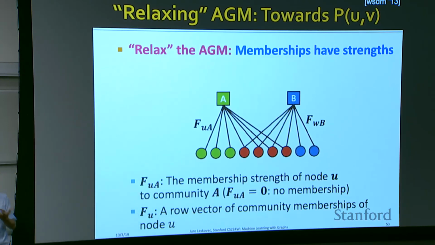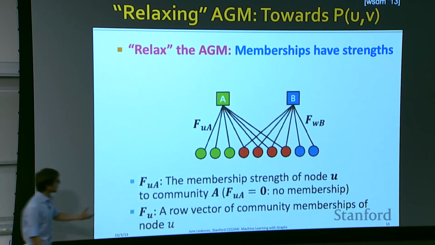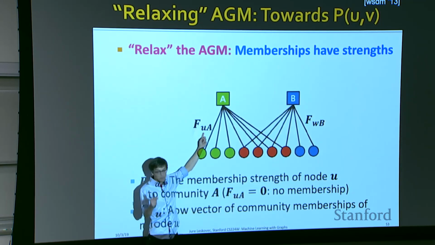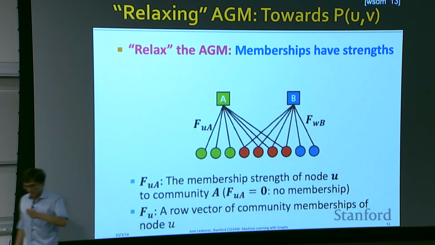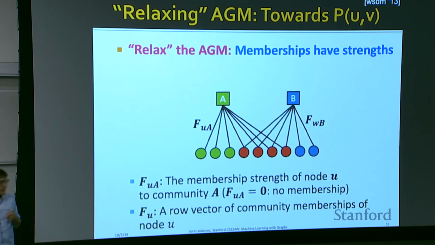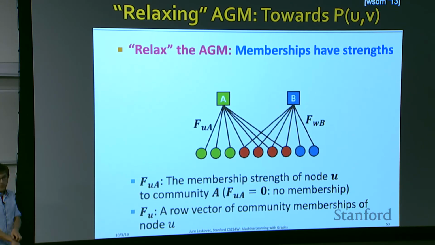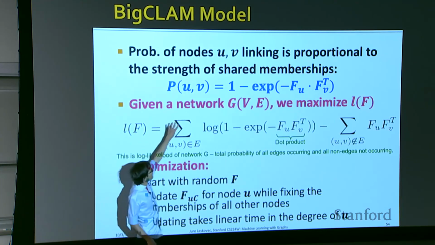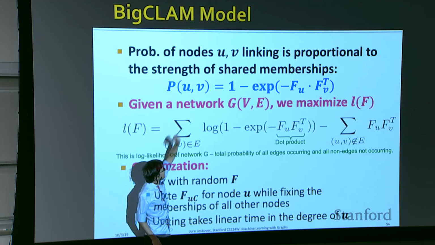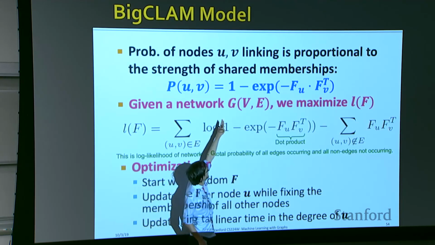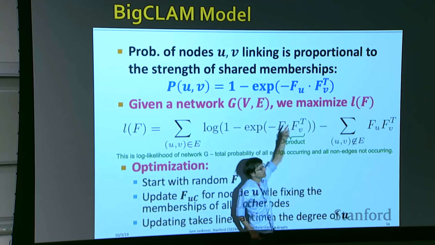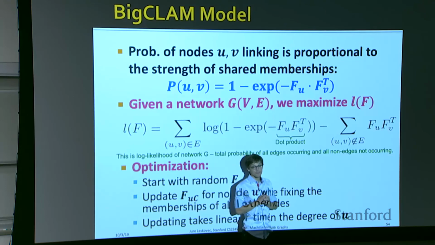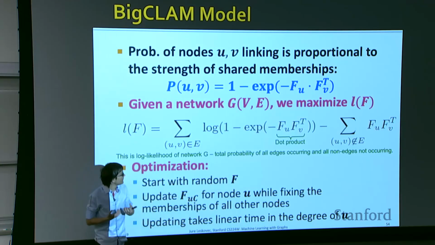Okay? So now what did we do? We transformed our problem into finding a vector f for every node, where the component of the vector measures the strength of the membership of that node to that community. Now with this, I need to define the probability of an edge happening between a pair of nodes. So the way we will define the probability of an edge is defined up here, and let me explain. It will be 1 minus the exponent of the negative dot product between the membership vector f of u and the membership vector of v. Okay?